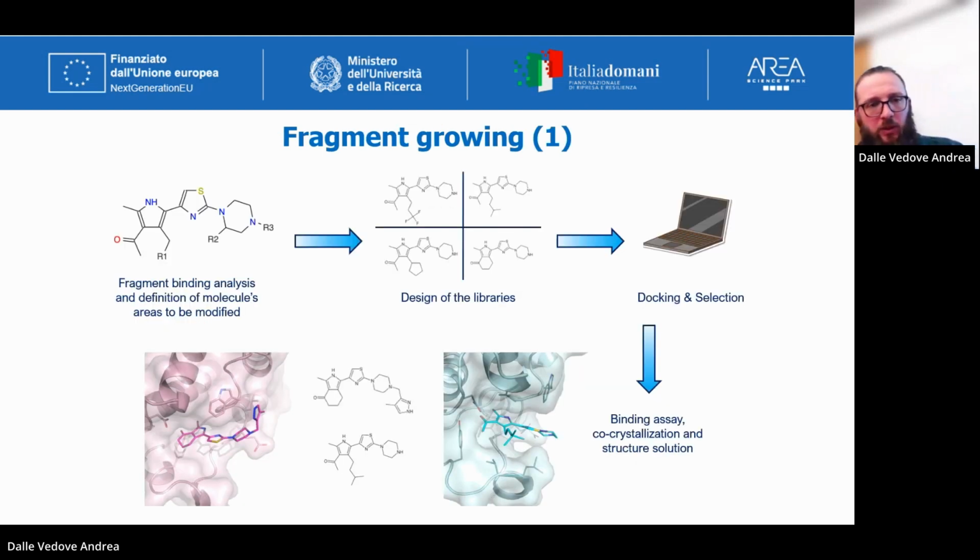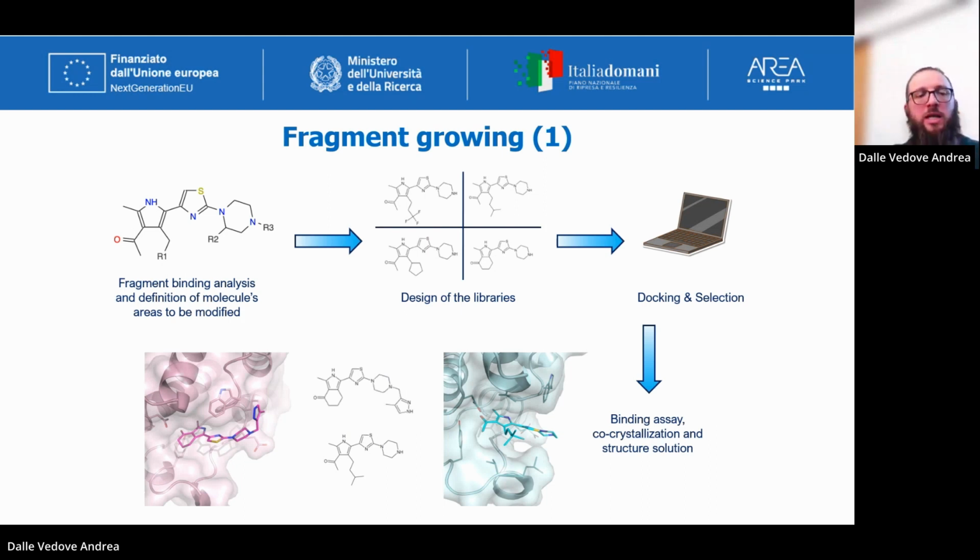So what we did, starting with the fragment growing, was taking one of the best hits we had and analyzing the structure, both of the compound for the chemistry-related and synthesis-related part, and of course the interaction with the protein, and point out which portion of the molecule could be expanded and how. And so you design libraries of compounds where you take into account one position at a time.